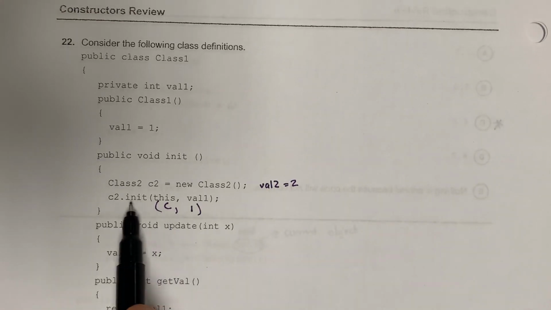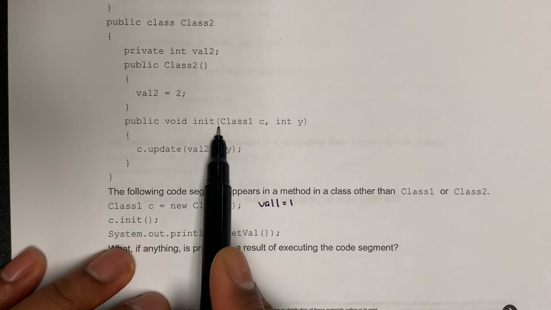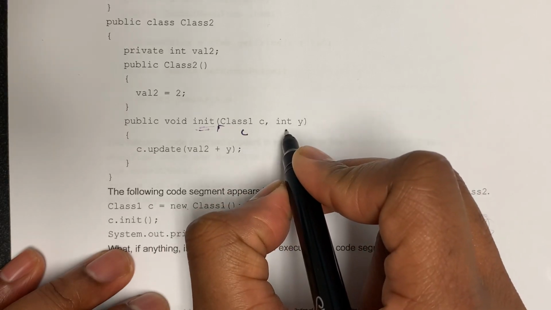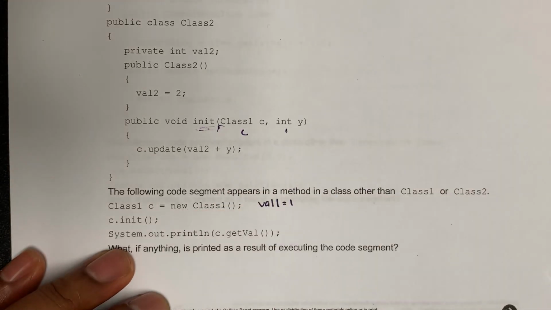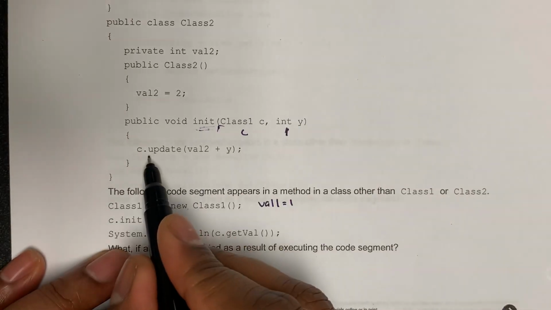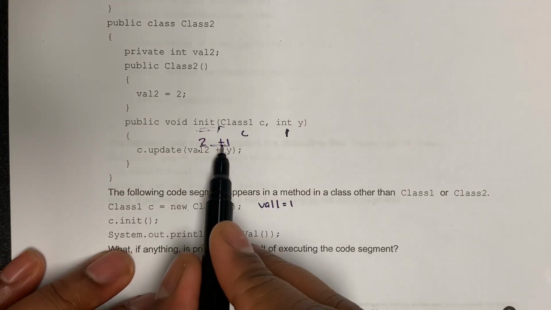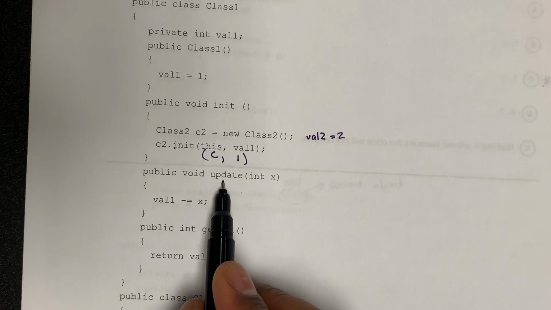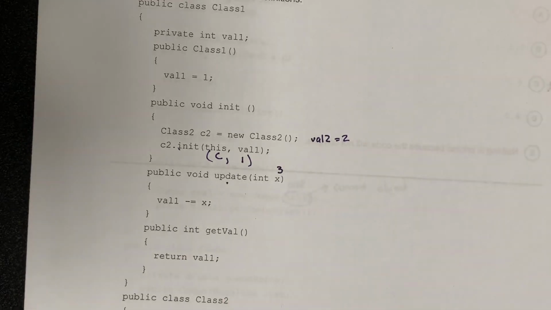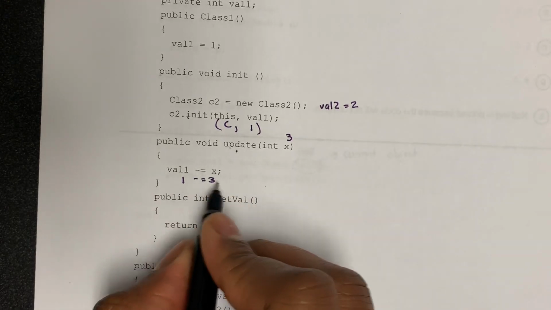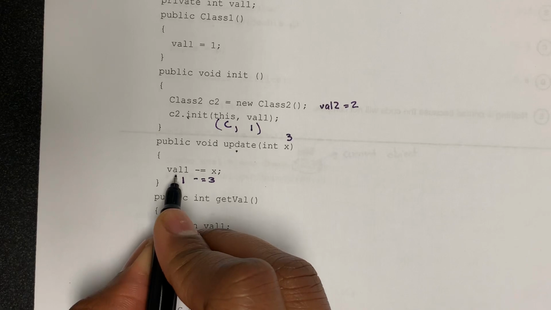And so now we take this c2.init method and jump into here. So for the init method in Class2, you're going to take the object from Class1, which is just c, and call the method init on this with the variable 1. So now we're going to have c.update of val2 plus y. So that's going to be 2 plus 1, which is 3. And so now we're going to call this update method with the integer 3 passed, and val1, which equals 1, minus equals 3. So 1 minus 3 is negative 2, and then update val1 with that.